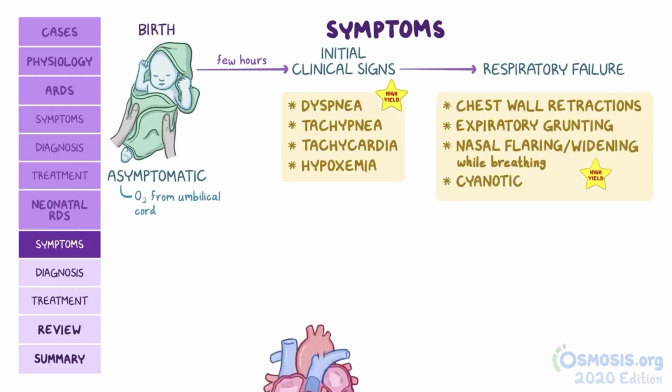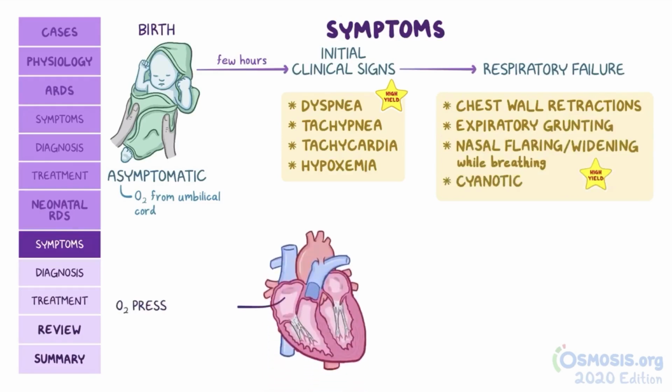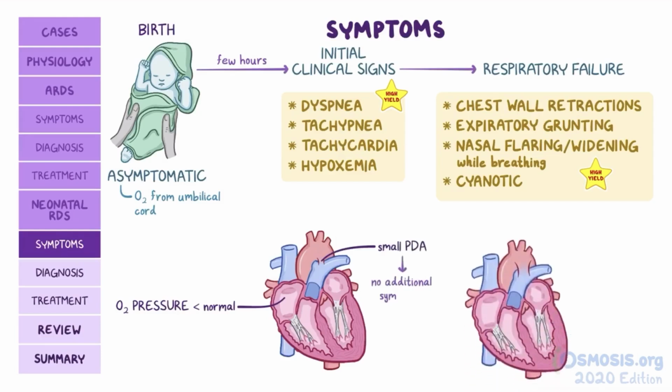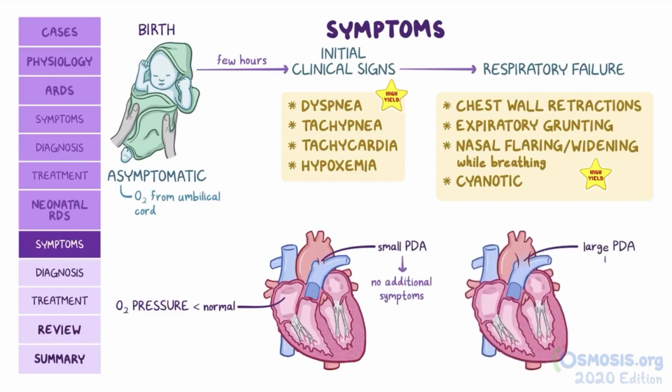Another fact you need to remember is that since the O2 pressure in the blood will be lower than normal, the ductus arteriosus might not close. A small patent ductus arteriosus, or PDA, might not cause additional symptoms, but a large one might lead to heart failure.